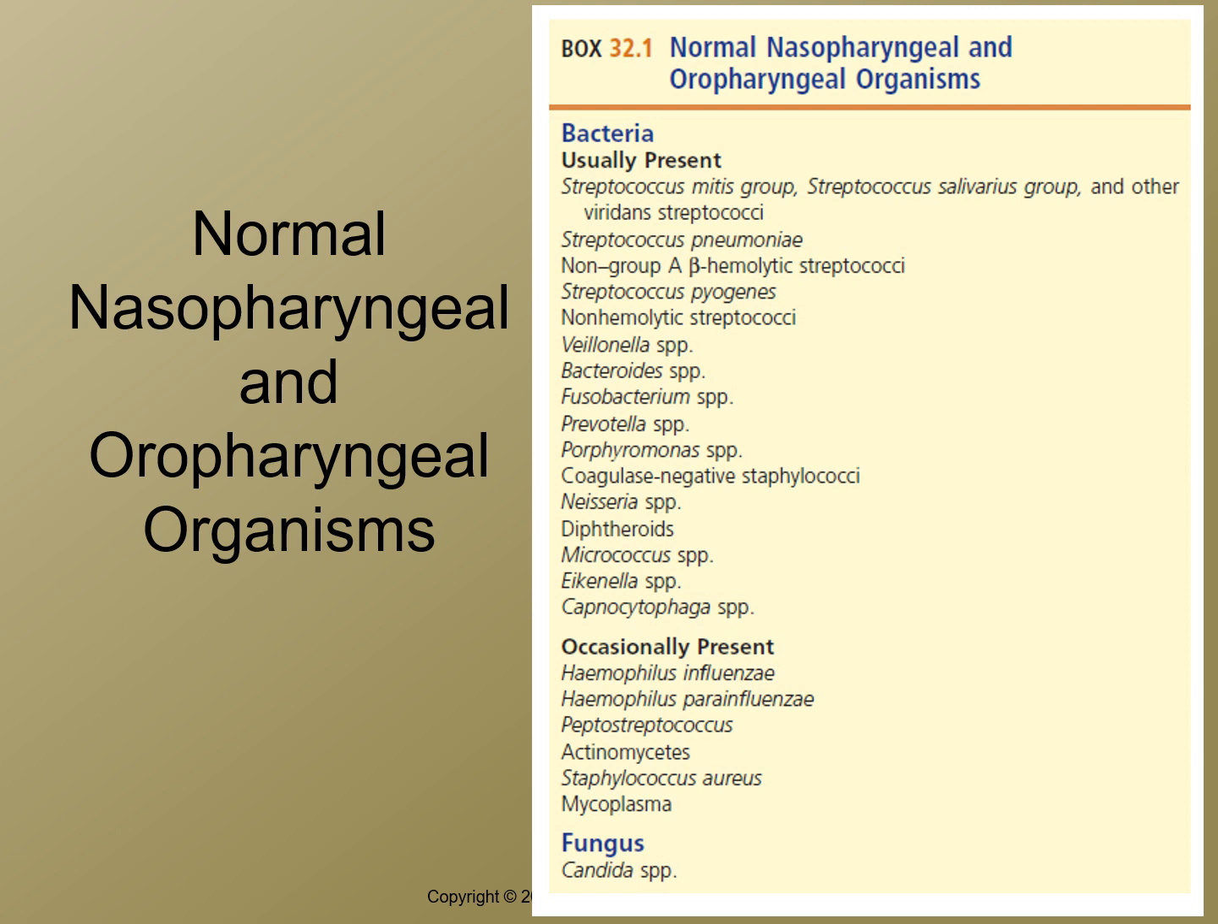As you can see from figure 32.1 in the textbook, there are various normal nasopharyngeal and oropharyngeal organisms present. Bacteria that are usually present include the various alpha streps, so Streptococcus mitis, salivarius, and other viridans strep, along with Streptococcus pneumoniae. Beta hemolytic strep can also be present, such as non-group A beta hemolytic strep, and even Streptococcus pyogenes, which is group A. Non-hemolytic strep can be present along with various anaerobes.